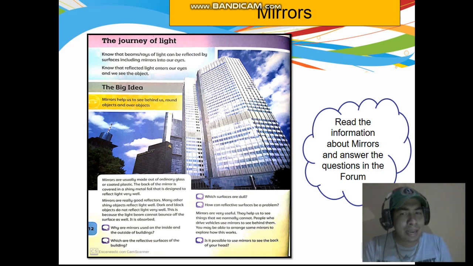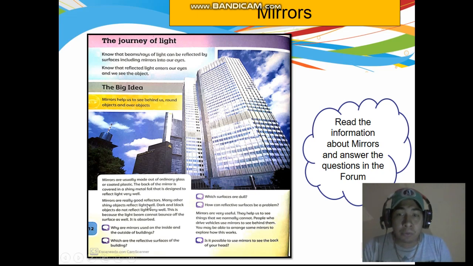Mirrors are usually made out of ordinary glass or coated plastic. The back of the mirror is covered with a shiny metal foil that is designed to reflect light very well. So yes, a mirror like this has a transparent part here of glass, and behind the glass, on the back of the glass, you have a shiny metal foil. That is what allows the reflection.